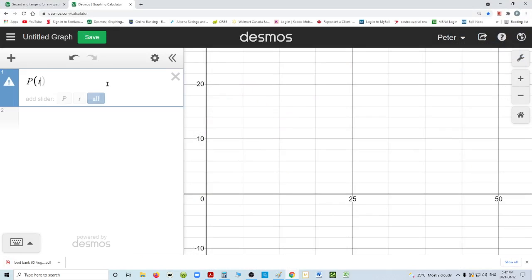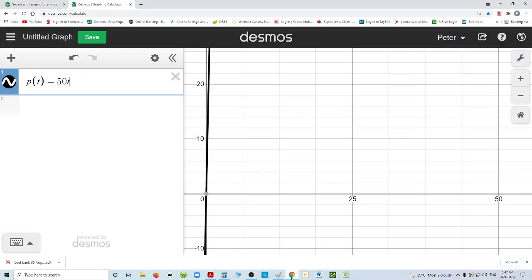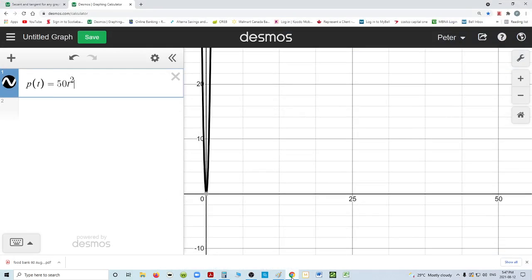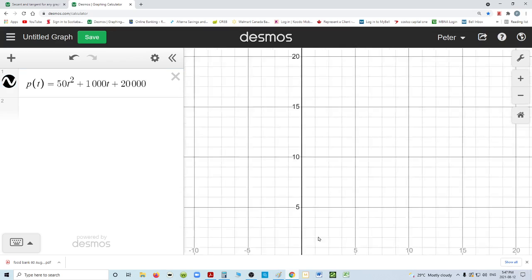So P based on time is equal to 50t squared plus 1000t plus 20,000 people. So let's see if it can find that for me. Now it's going to start way up here.